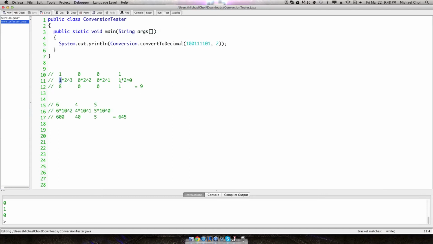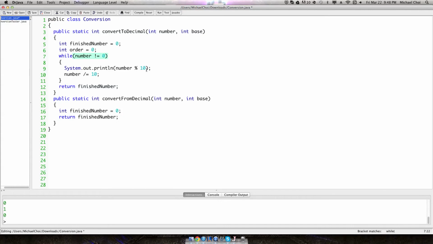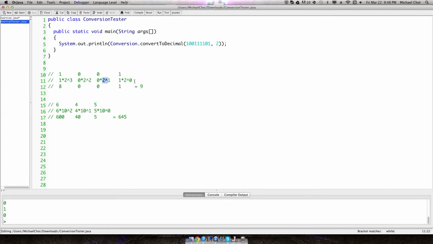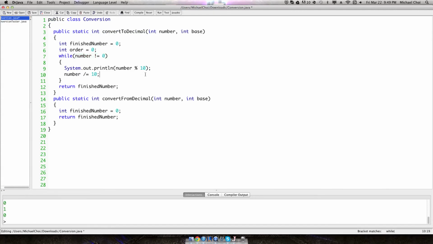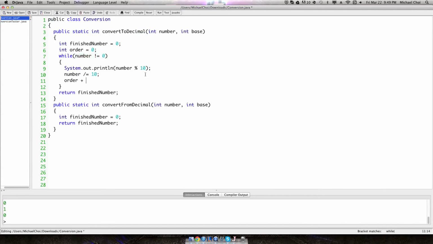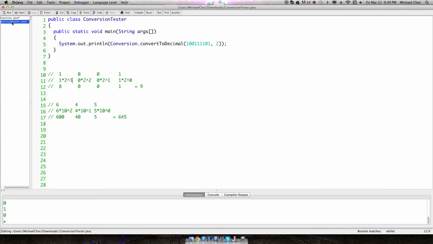So right now we figured out how to find out what each of these first values are, and now we have to multiply them by the modifiers. 2 to the 0th, 2 to the first, 2 to the second, 2 to the third. And this is where our order plays in. Notice our order, every time, we're going backwards. So our order is going 0, 1, 2, 3. So we're going to have to, in the while loop, say order plus plus, because our order increases every time.